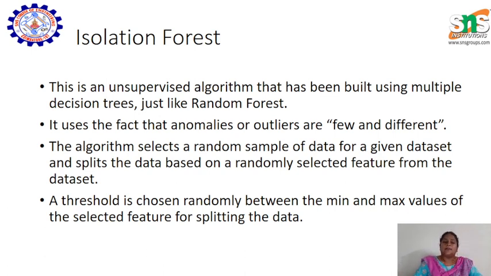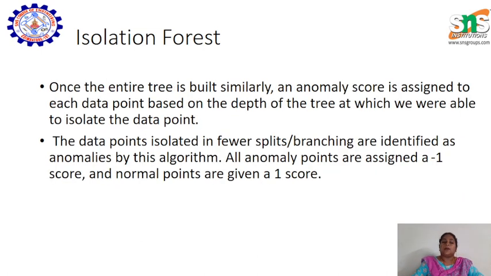Isolation forest uses the fact that anomalies or outliers are few and different. The algorithm selects a random sample of data. As I said, it selects the decision from the multiple decision trees. It selects the data for a given data set and splits the data based on a random selection process. A randomized value is generated as a threshold, chosen randomly between the minimum and maximum value of the selected feature for splitting the data.